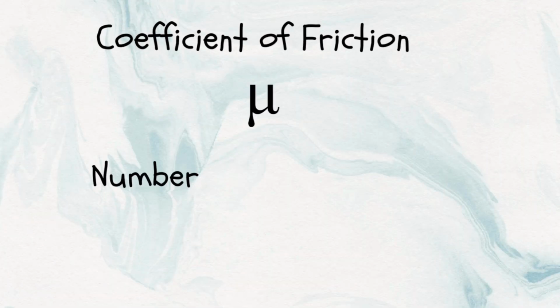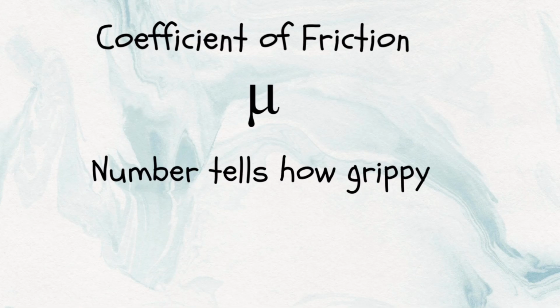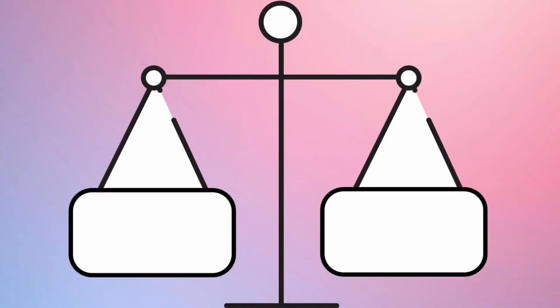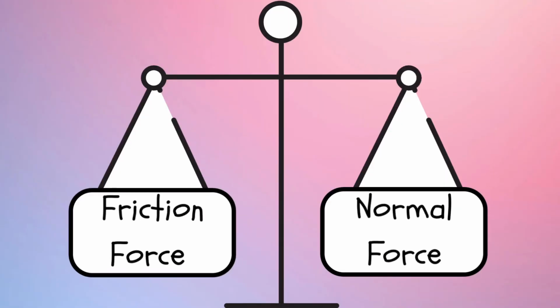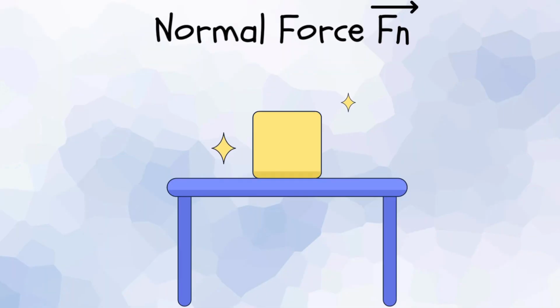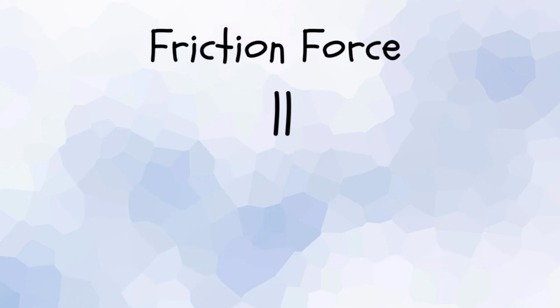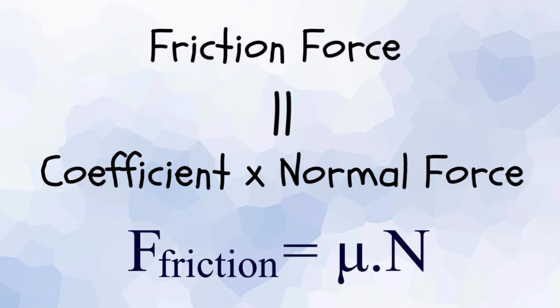The coefficient of friction is a number that tells us how grippy two surfaces are. It's not measured in units, it's just a ratio. We compare the amount of friction to the amount of normal force. The normal force is simply how hard the surface pushes back on the object. On a flat surface, the normal force is equal to the object's weight. So the friction force is found by multiplying the coefficient of friction by the normal force.